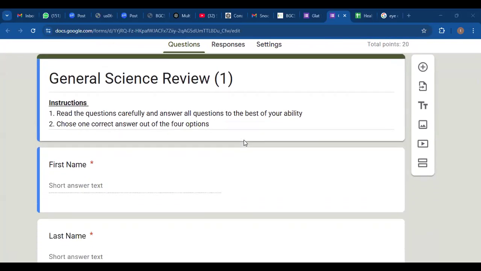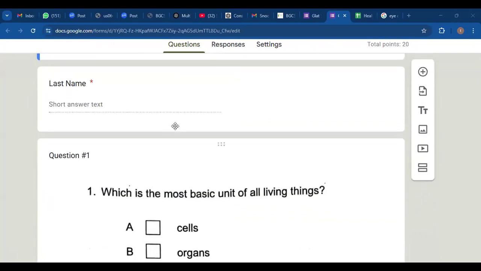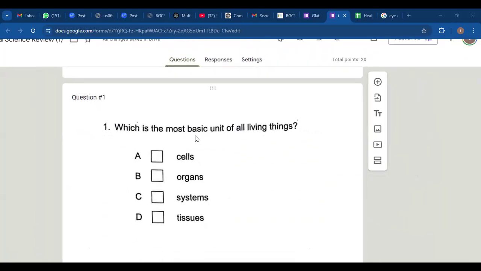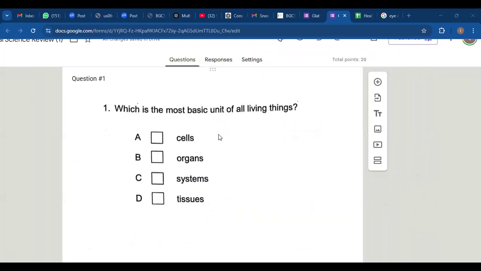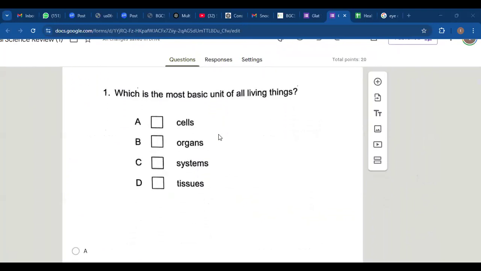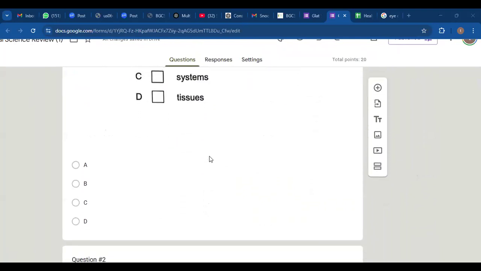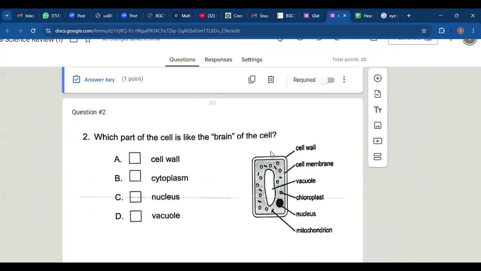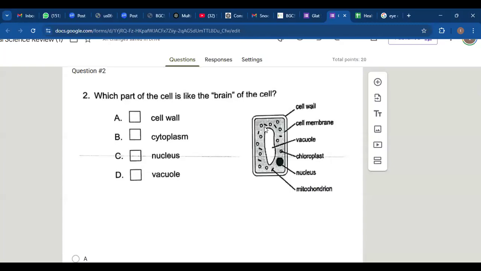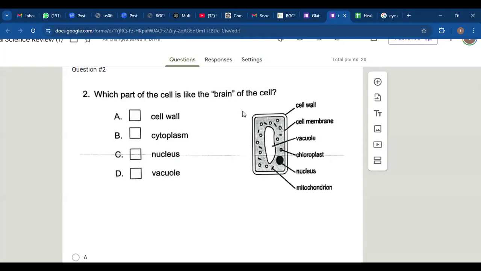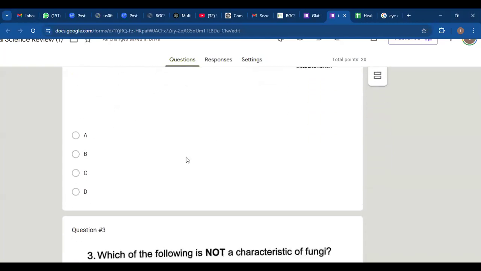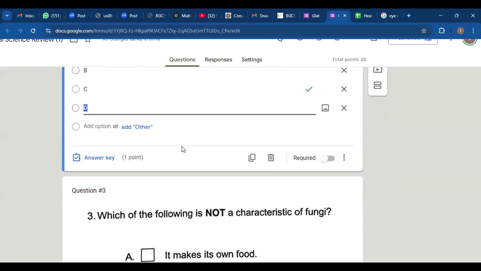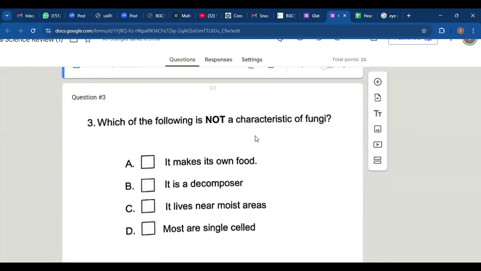All right. Enter your name and everything. So we go on easy. What is the most basic unit of all living things? Everyone should get this. Cells. Very good. If you don't get this, I don't know what to say. Which part of the cell is like the brain of the cell? The nucleus. So number 2 is C, the nucleus. Okay. Now, which of the following is not a characteristic of fungi?